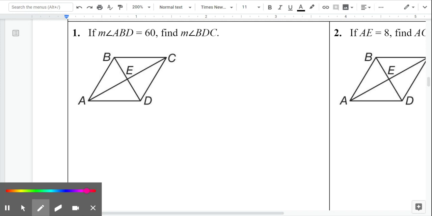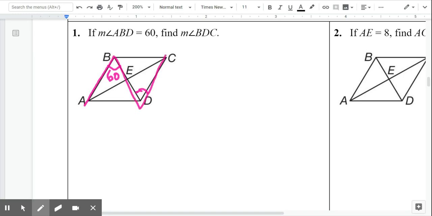angle BDC. So ABD is right here, and that's 60. Find the measure of BDC. BDC is right here. Now notice that we have the Z shape, the parallel lines. These are alternate interior angles. So if ABD is 60 degrees, so is BDC. So they are both 60 degrees.